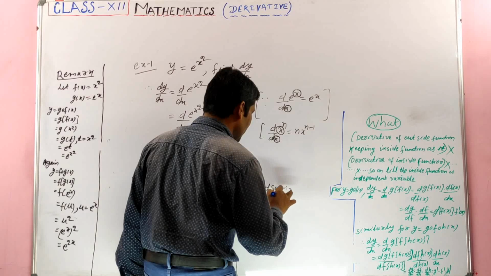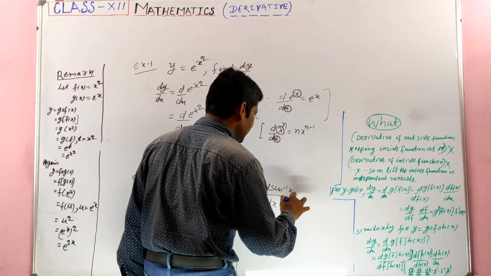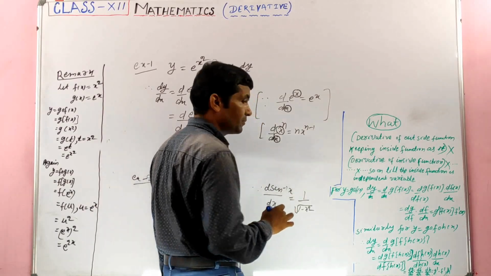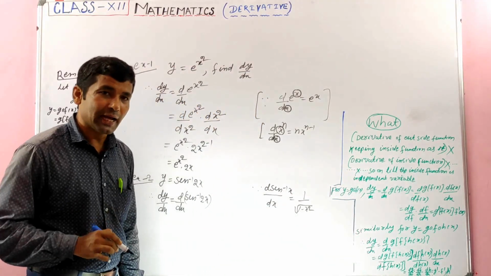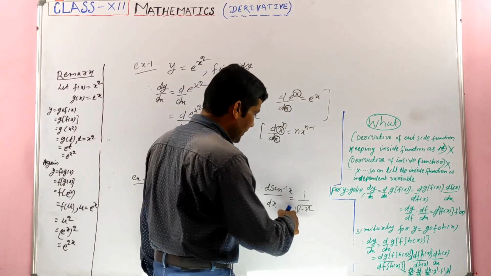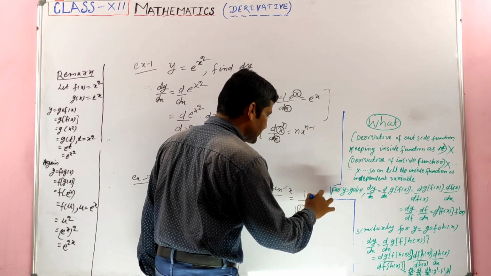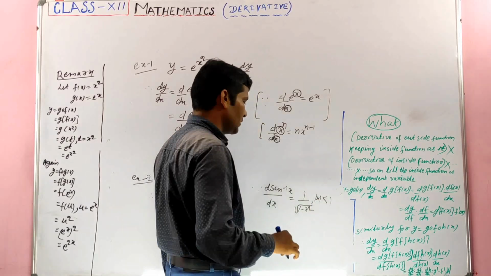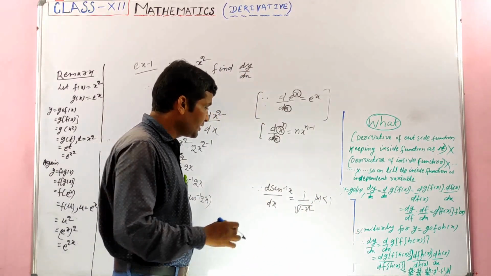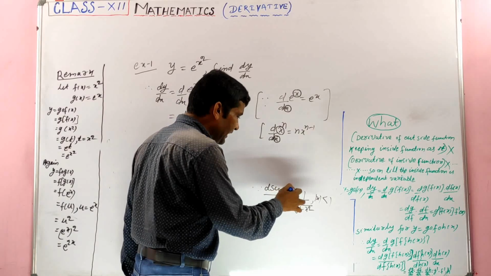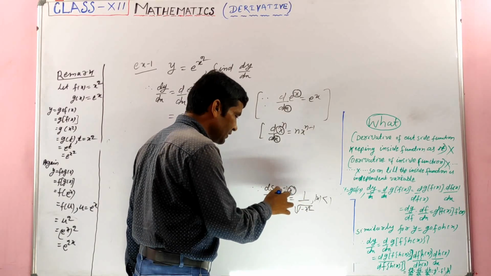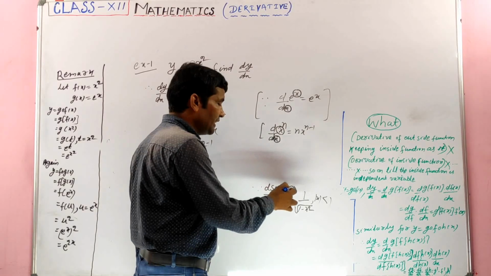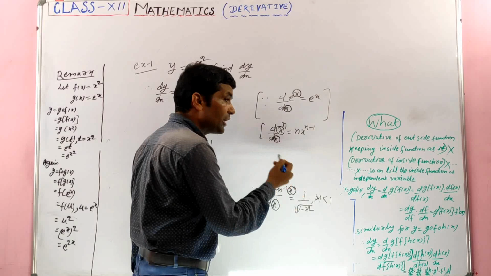Suppose it is asked for d by dx of sine inverse x. What is this formula? 1 by square root of 1 minus x square, for mod x less than 1. This is the condition. Here this is x, here is also x. Both variables are the same, meaning the independent variable is inside the function. Then we can use this formula.